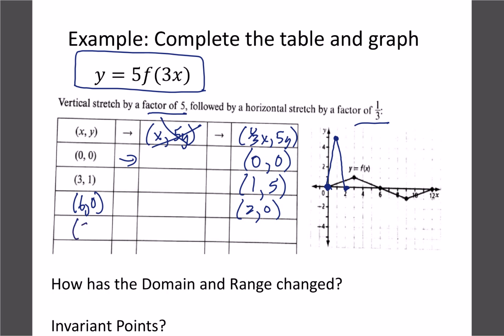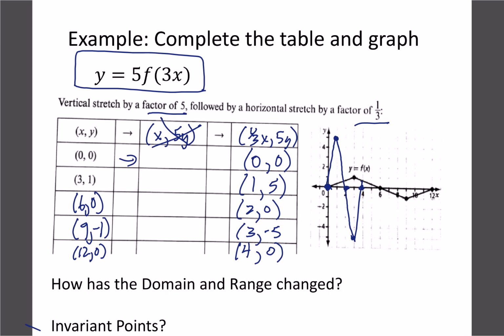It would be 9, -1. A third of that would be 3. Times 5 would be -5. So that's down about there. And the last one is at 12, 0. A third of that would be 4, and 0 stays the same. So if I connect the dots, there's our new graph.